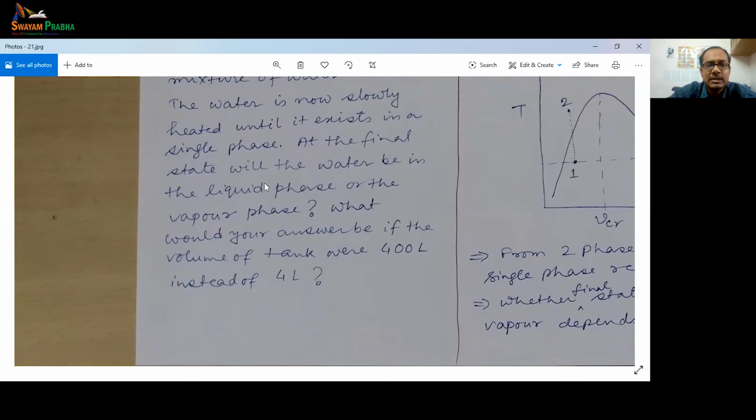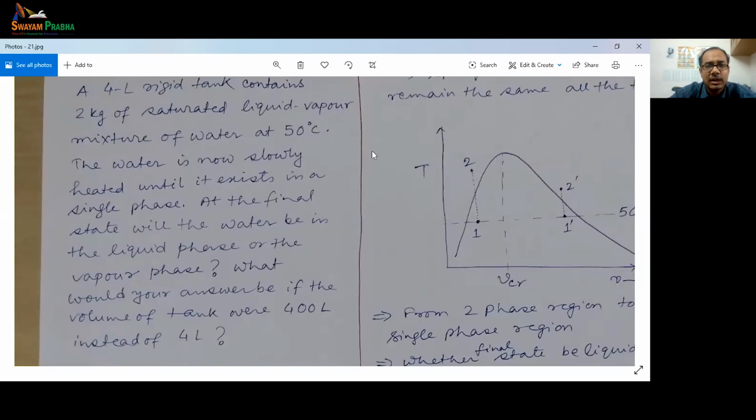Now at the final state, will the water be in liquid state or in vapor phase? Liquid phase or vapor phase? That's what the question is. And the next part is, what would be your answer if the volume of the tank were 400 liters instead of 4 liters? So now you increase the volume by 100 times. Okay, so will the answer change?